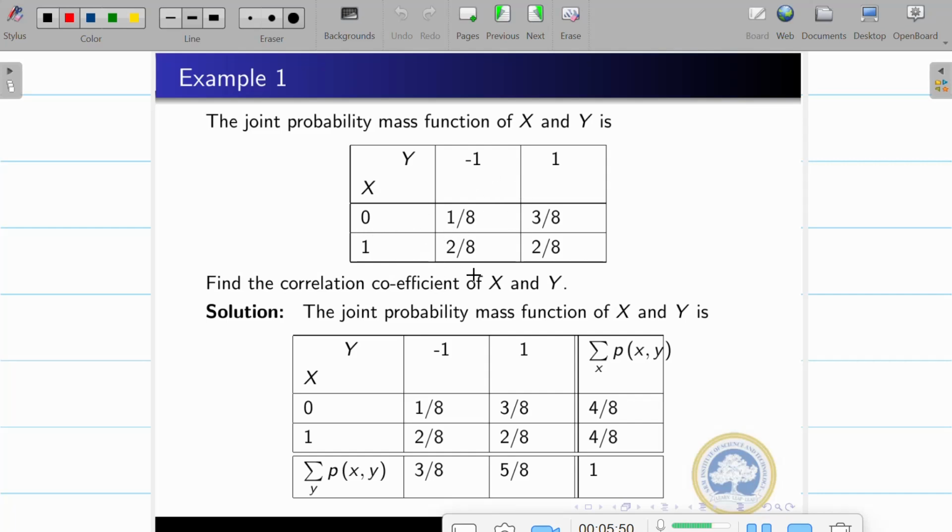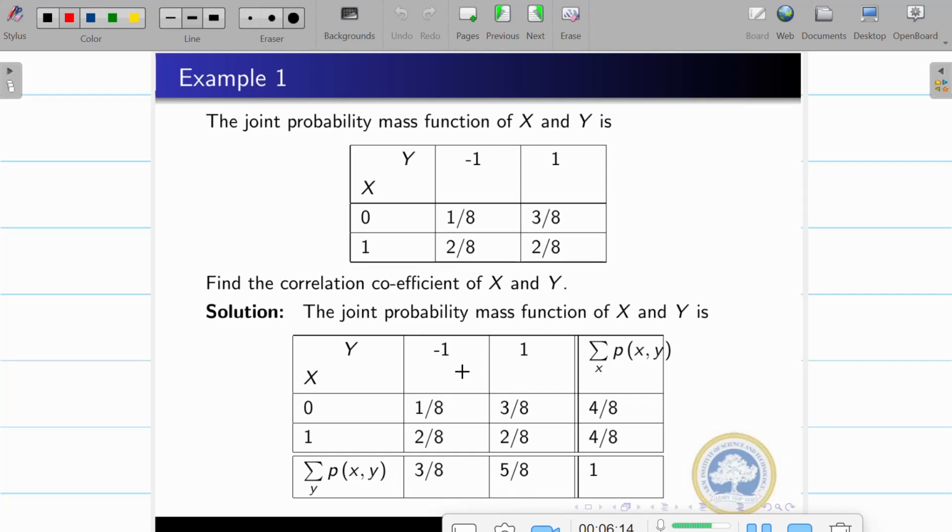The corresponding probability values are given. So to go for it, I have to find expectation of xy, expectation of x, expectation of y, and variance also. As it's a joint PDF, a discrete case, we'll calculate the marginal PDF of x and marginal PDF of y. Marginal PDF of x is calculated by summing these two values along the row, and marginal PDF of y is calculated along the columns.